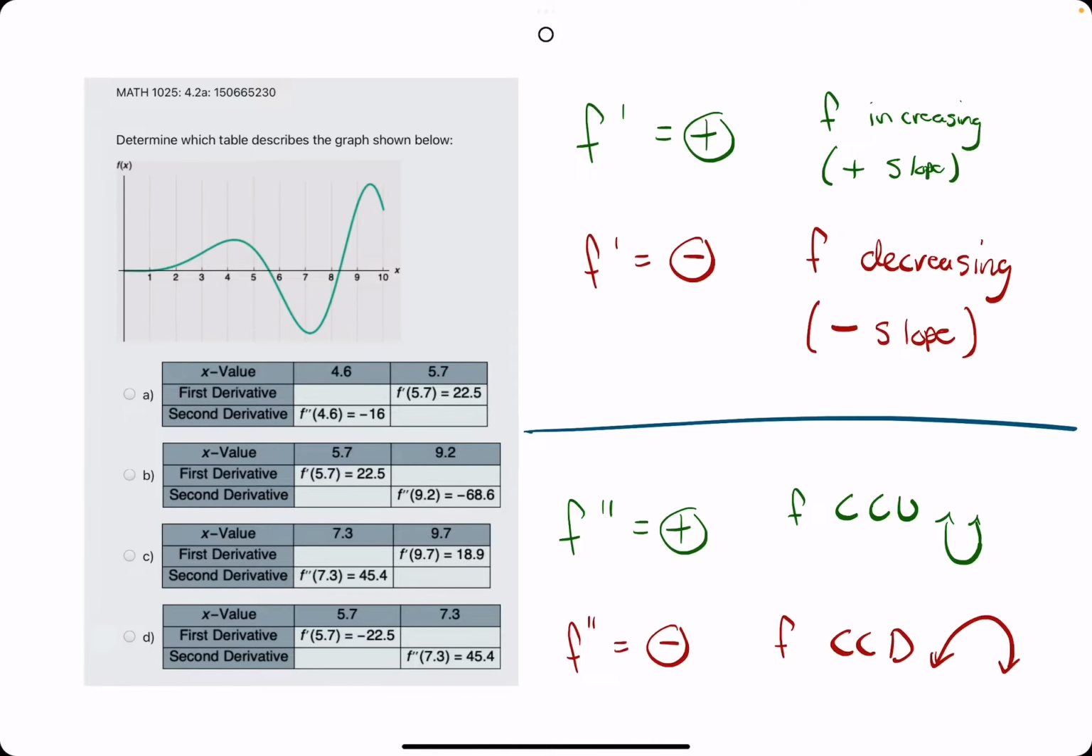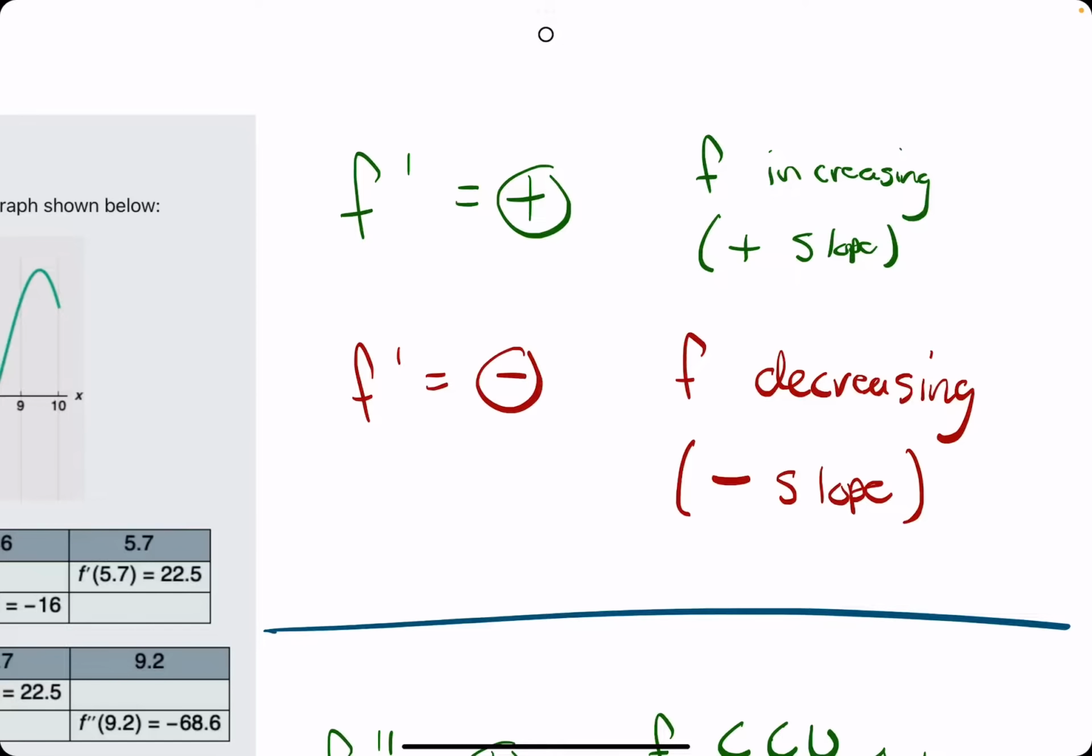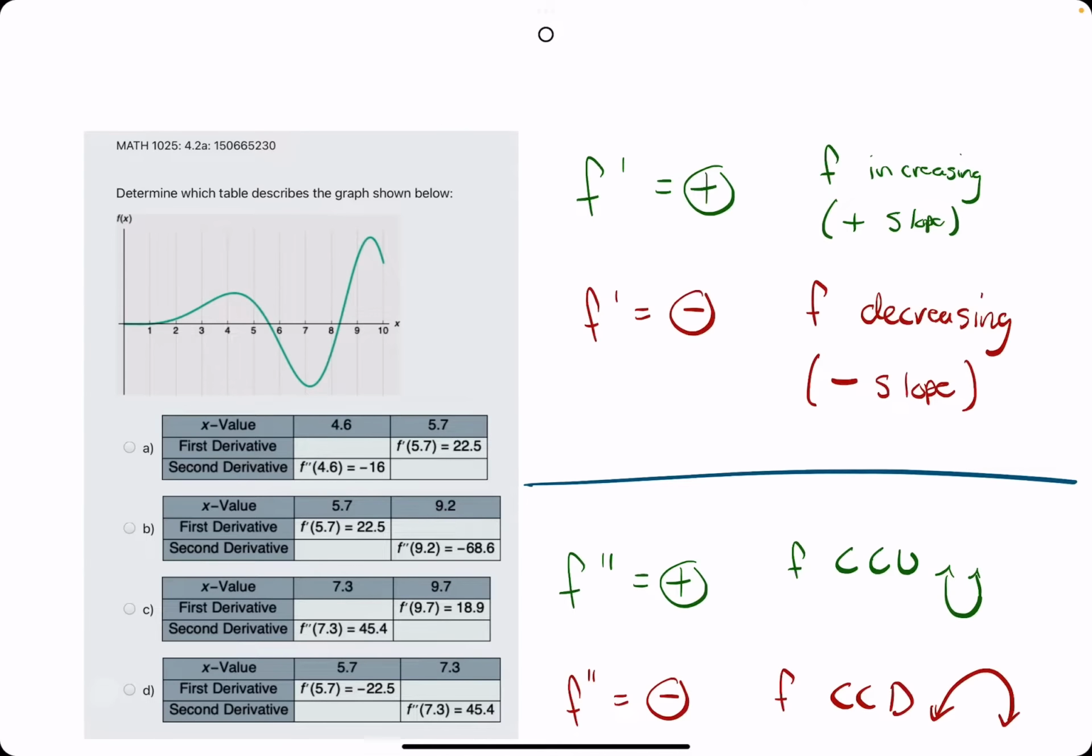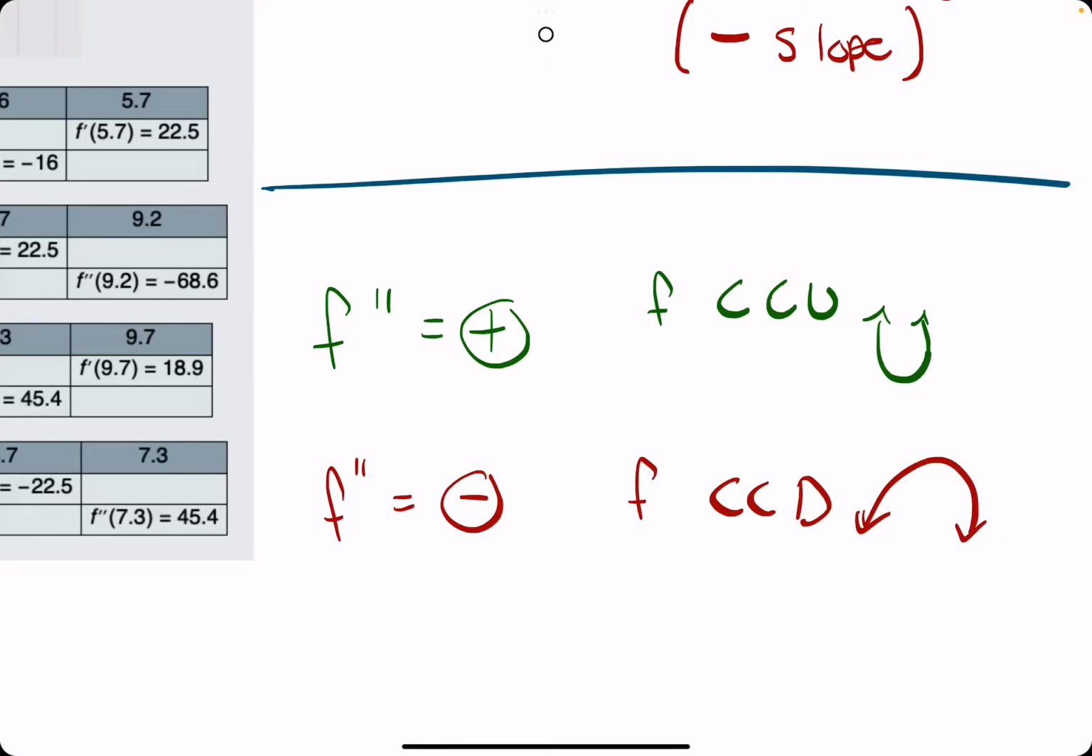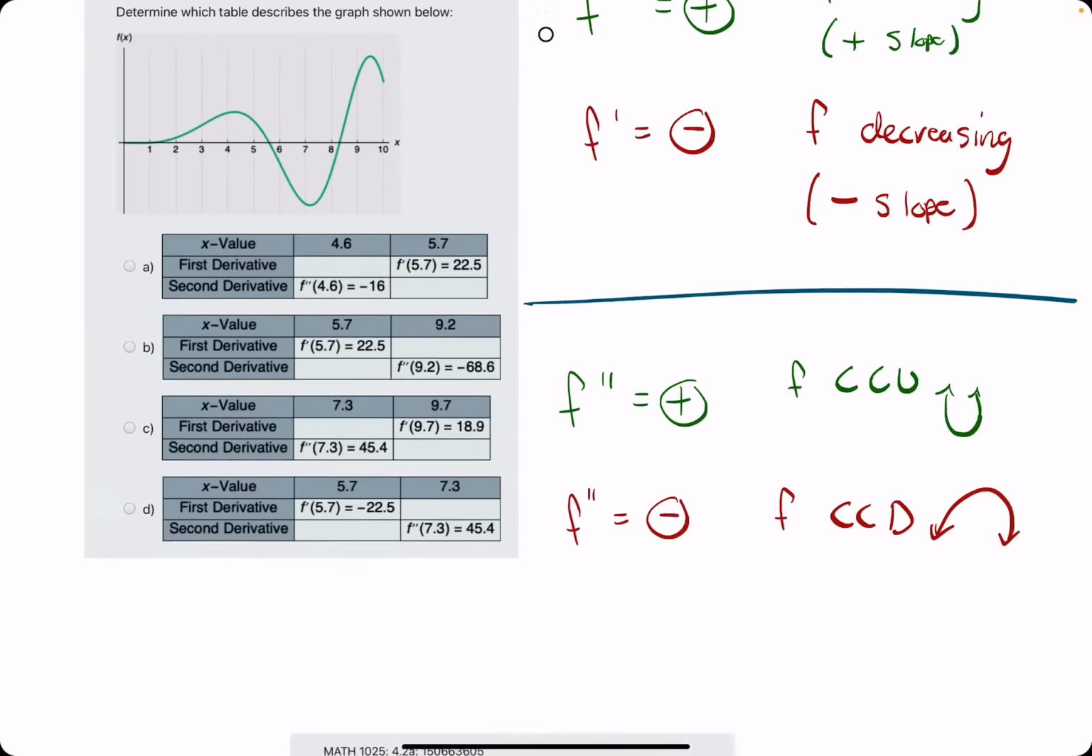That is that when f prime is positive or negative, that corresponds to where f, the original graph, has a positive or negative slope, respectively, or is increasing or decreasing. Where f double prime is positive or negative, f should be concave up or concave down, respectively.